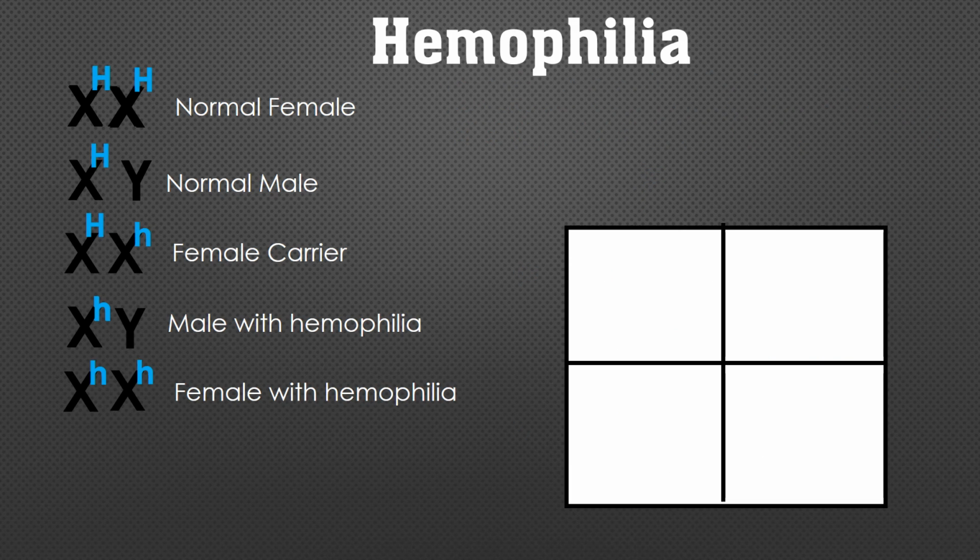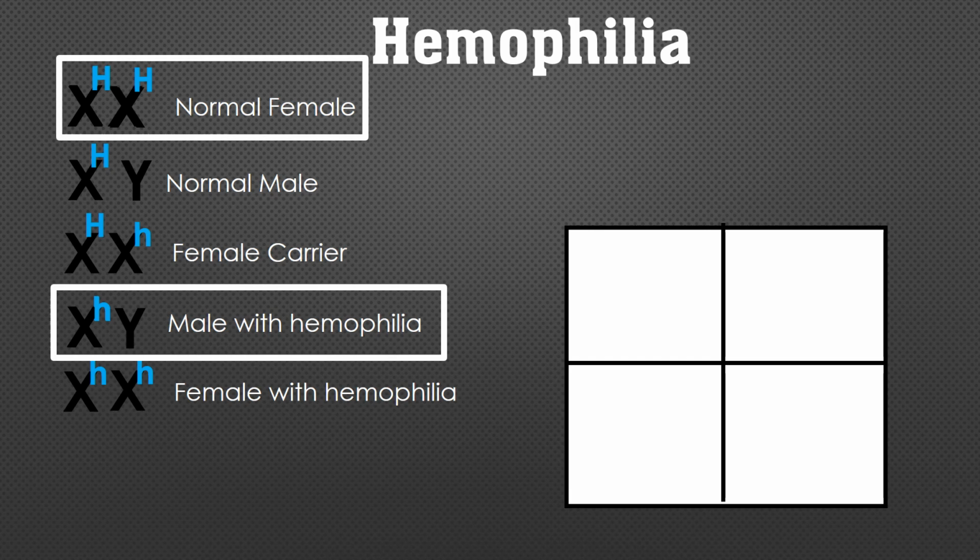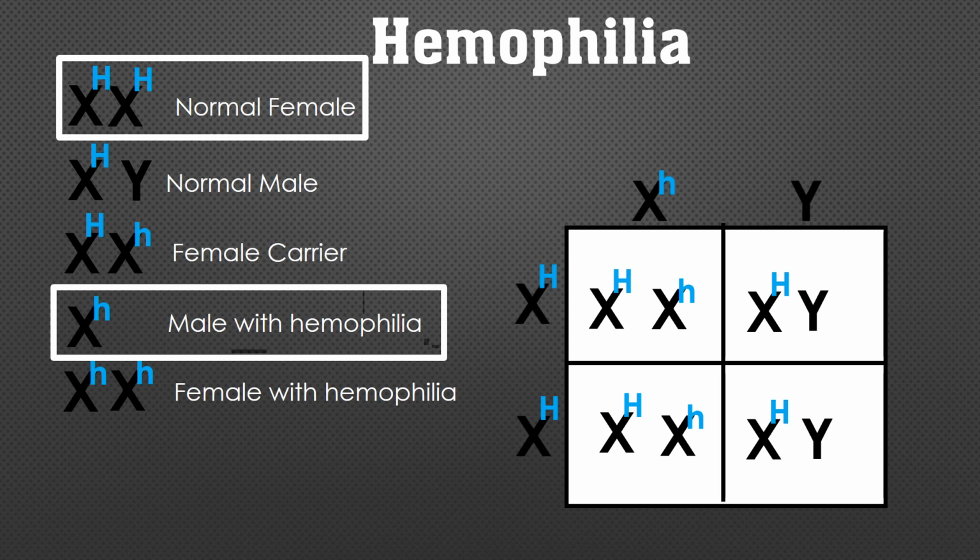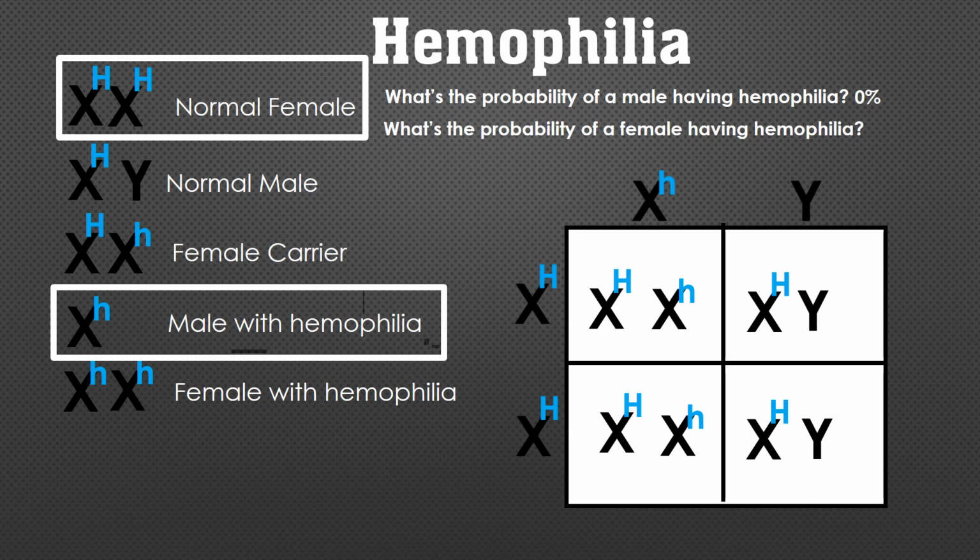So now we're going to create Punnett squares using the hemophilia trait. We're going to cross a normal female with a male that has hemophilia. So setting up our Punnett squares and looking at our results, I want you to write down this information in your worksheet and answer the questions. What's the probability of a male having hemophilia? Looking at the X chromosomes that the males inherit, they're always going to have a capital H from their mother. So he is not going to have hemophilia.